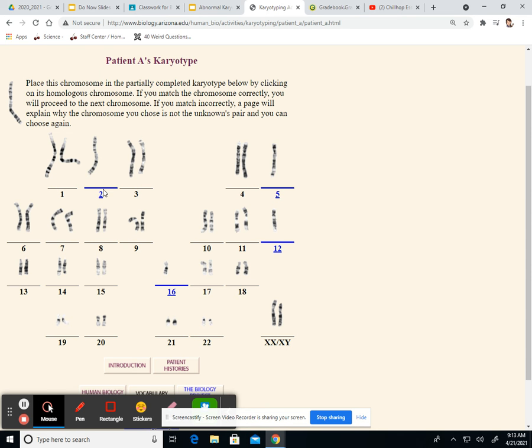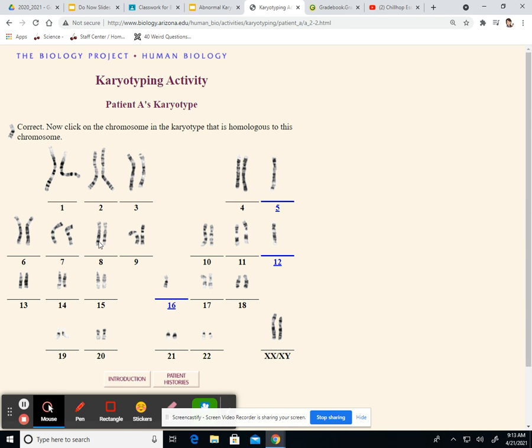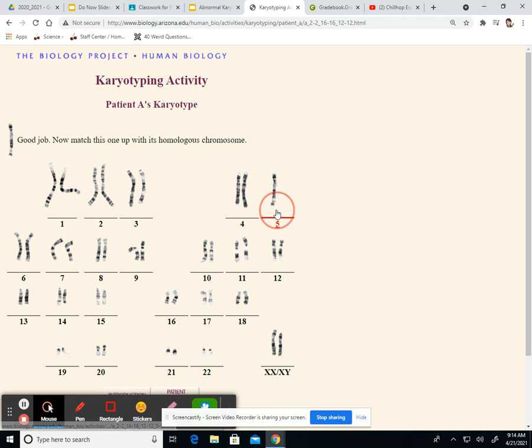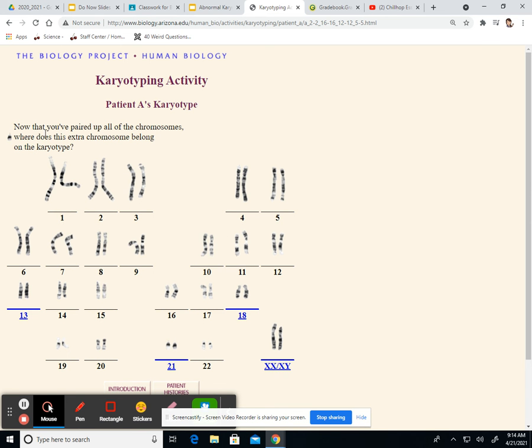So I'm going to go ahead and work through this. You're just going to click where you think the match belongs. If you're correct, it will tell you, and it will give you the next chromosome to pair. If you're incorrect, it will let you know that you're incorrect. So you're going to keep going, matching up the homologous pairs. Then it tells us now we have paired up all the chromosomes. Where does this extra chromosome belong on the karyotype?